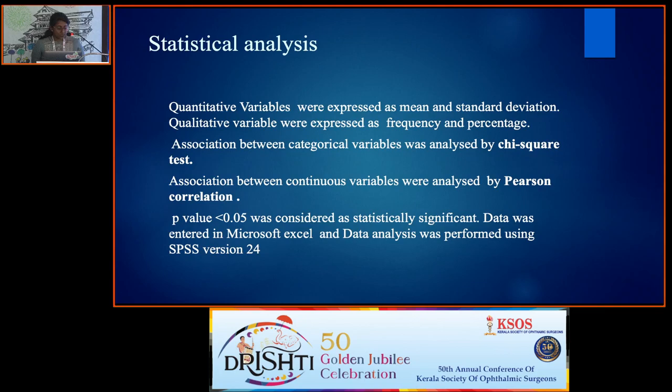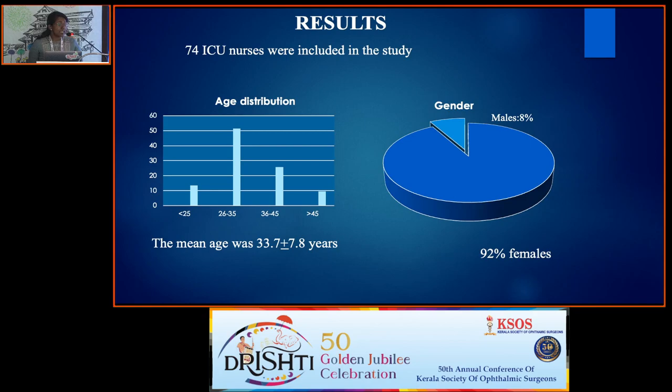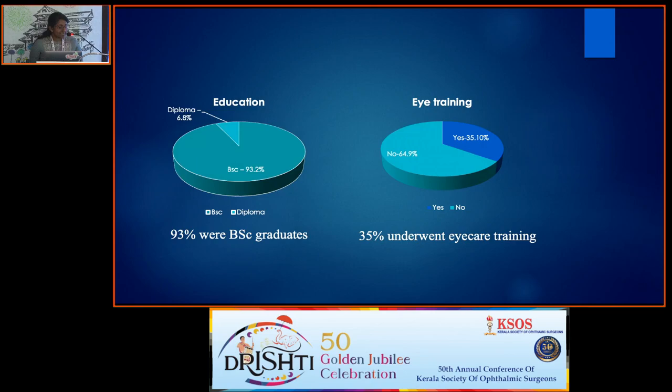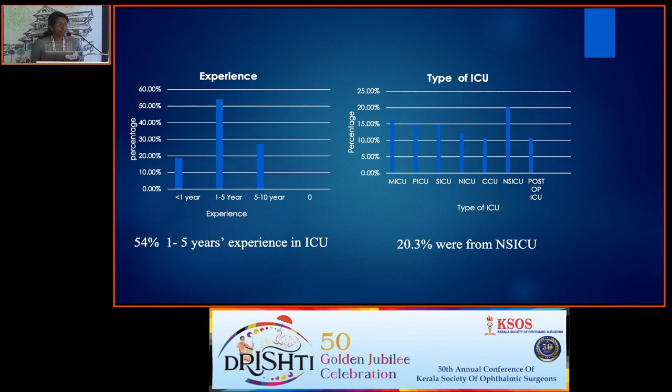74 ICU nurses were included in my study. The mean age was 33.7 years. 92% were females. 93% were BSc graduates. 35% underwent eye care training. 54% had 1 to 5 years of experience in the ICU. 20.3% were from the neurosurgical ICU.